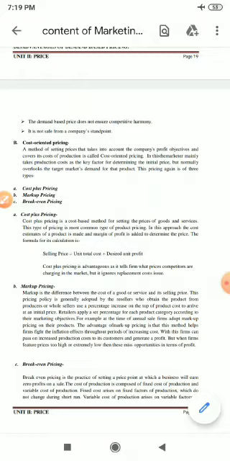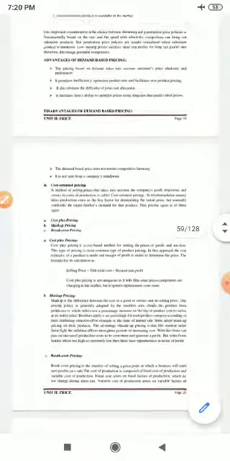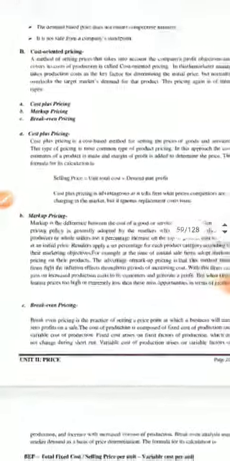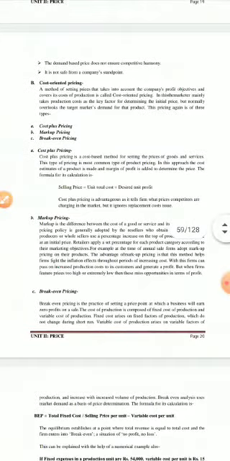Cost plus pricing is a pricing method that attempts to ensure that costs are covered while providing a minimum acceptable rate of profit for the entrepreneur. It is calculated by adding a fixed markup to the average or unit cost of production. Here they are given the formula: selling price is equal to unit total cost plus desired unit profit. Cost plus pricing is advantageous as it tells firms what prices competitors are charging in the market, but it ignores the replacement cost issue.